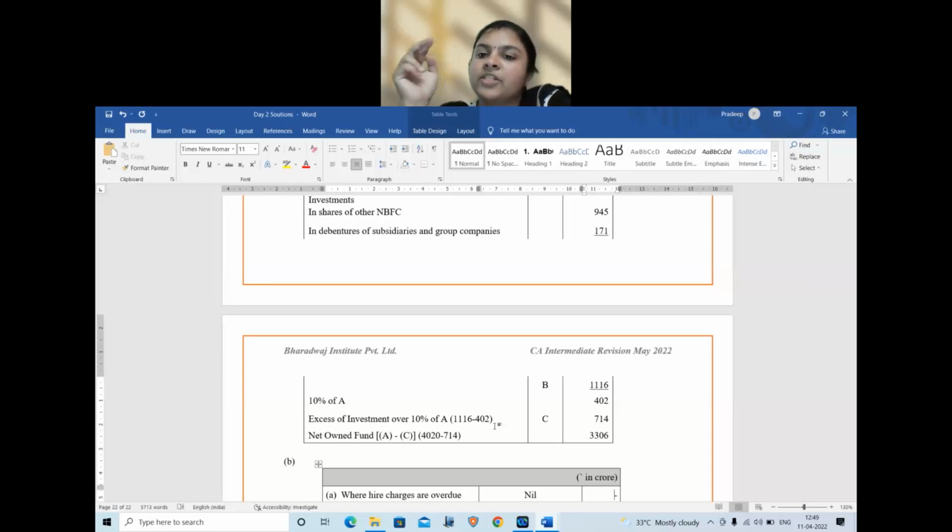Out of which 10% is 402. Now, investment in group companies and other NBFC is 1116. The excess is 714. So, net owned funds is 4020 minus 714.